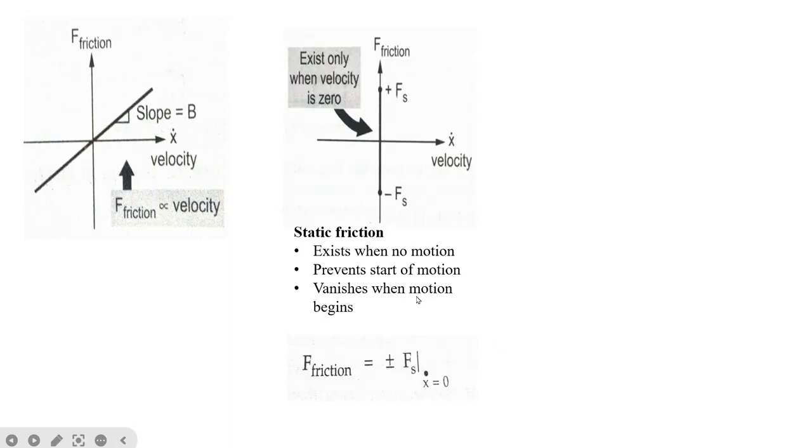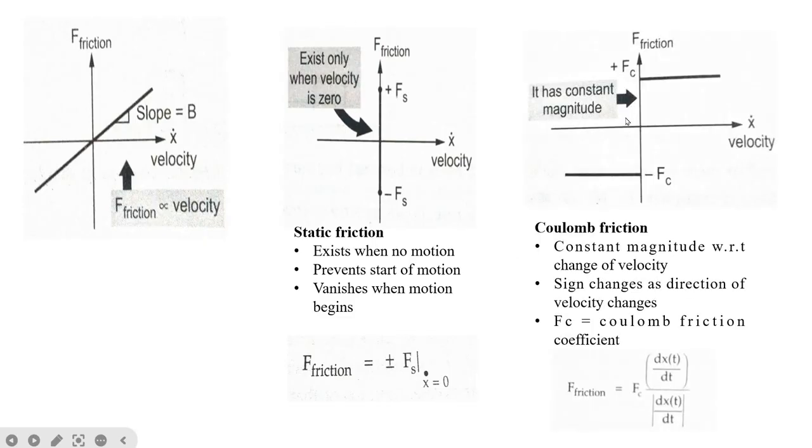Next is the static friction. This static friction exists when there is no motion, that is, the body is in a still condition. This static friction will prevent the start of the motion, and it vanishes as soon as the body starts to move. That is, it vanishes when motion begins, and it is given by this formula: F friction is equal to plus or minus Fs when the velocity is 0. This x dot is nothing but the velocity, that is dx by dt. So this static friction exists when the velocity is 0.